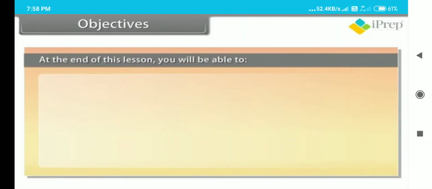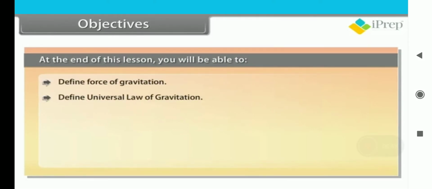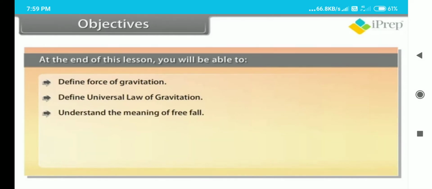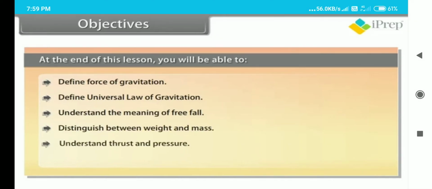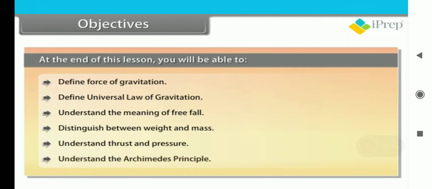Objectives. At the end of this lesson, you'll be able to define force of gravitation, define universal law of gravitation, understand the meaning of free fall, distinguish between weight and mass, understand thrust and pressure, understand the Archimedes principle.